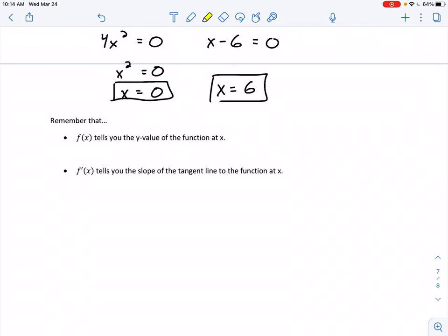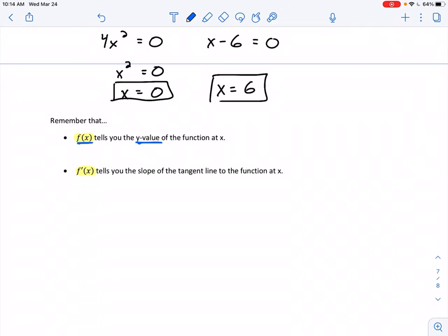we now have f of x and we have f prime of x. And those tell us two very different things, and it can be easy to mix those up. So we want to make sure that we keep those straight in our head, and I want to just take a moment to emphasize the difference of those two things. If we're working with f of x, that tells us the y value of our function at a specific x value. So if you take 2 and plug it into your function, that's going to give you the y value of your function at 2.